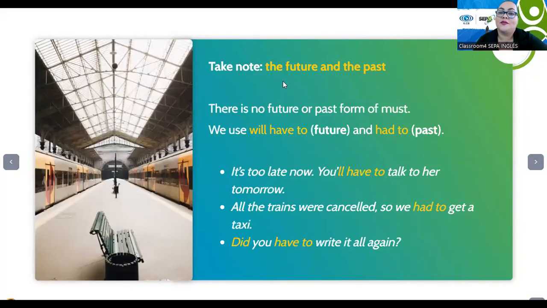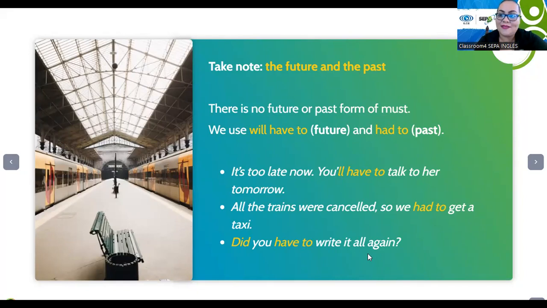Take note of the future and the past. There is no future or past form of must. We use will have to for future and had to for past. It's too late now. You'll have to talk to her tomorrow. All the trains were canceled, so we had to get a taxi. Did you have to write it all again?